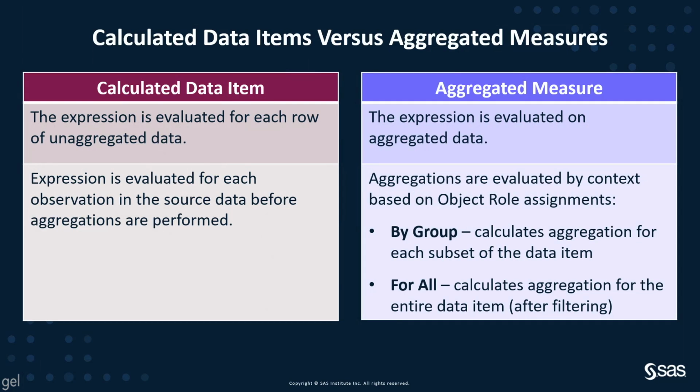Here are some basic definitions for a calculated data item and aggregated measure. For a calculated data item, the expression is evaluated for each row of unaggregated data. That means the expression will be evaluated for each observation in the source data before aggregations are performed. For an aggregated measure, the expression is evaluated on aggregated data. Aggregations are evaluated by context, which is based on the object's role assignments. There are two contexts that can be used when defining an aggregated measure expression: by group, which calculates the aggregation for each subset of the data item, or for all, which calculates aggregation for the entire data item after filtering.